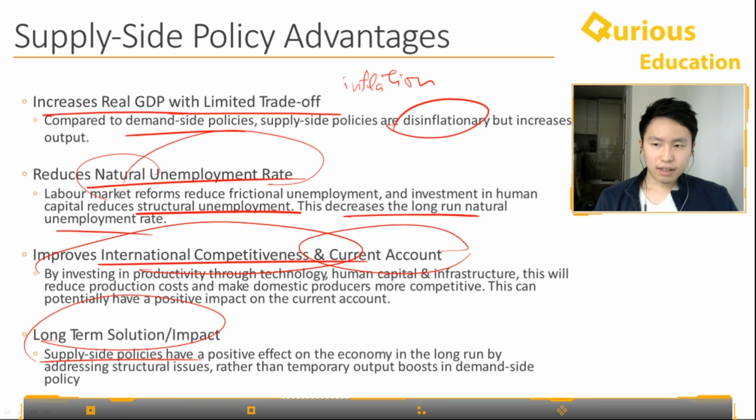So it's helpful in addressing these structural issues in the economy compared to demand-side policies, which might be more short-term. So for example, if the government just aims to reduce interest rates or aims to increase the amount of spending in the economy to stimulate it, those policies might be more short-term compared to supply-side policies.